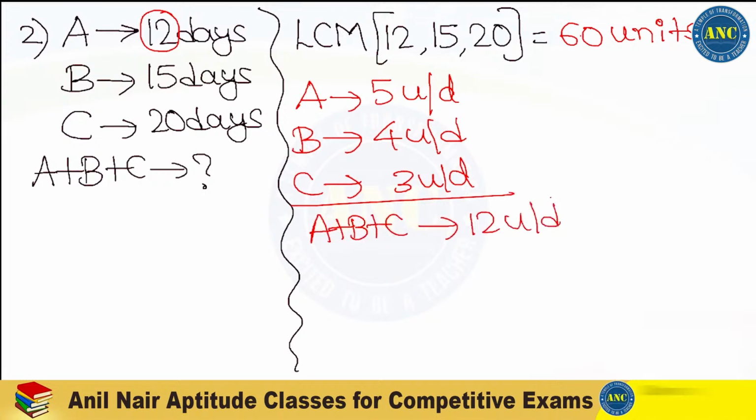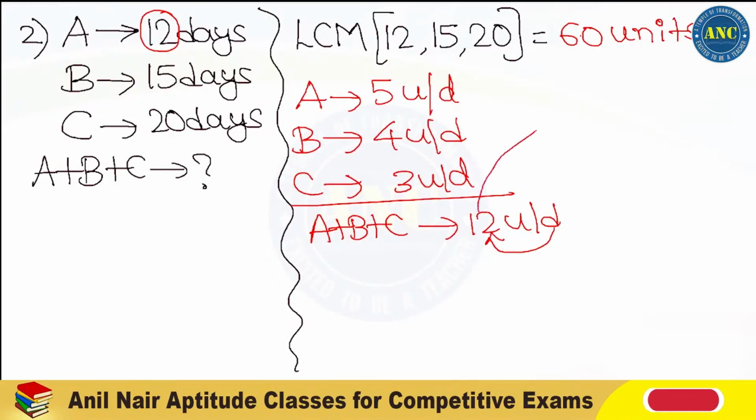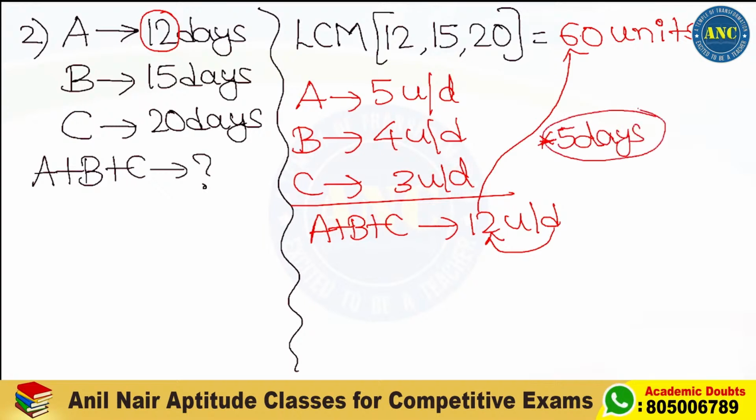The meaning of 12 units per day is, in one day all the 3 people will distribute 12 chocolates. In one day they will distribute 12 chocolates, but totally 60 chocolates should be distributed. 12 multiplied by which number is 60? 12 into 5 is 60, or 60 divided by 12 is 5. The answer for this question can be found within seconds as 5 days.